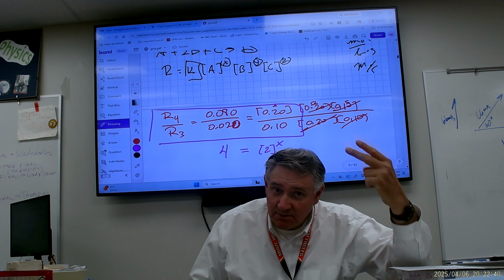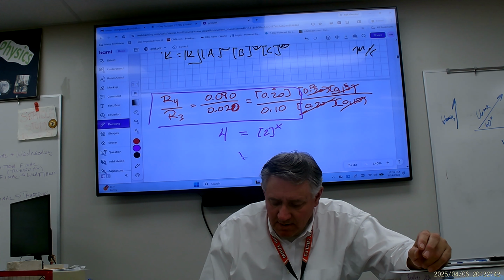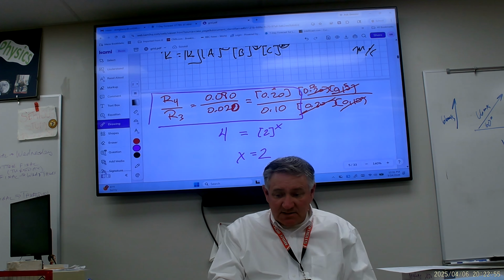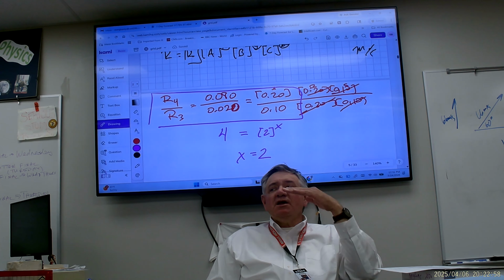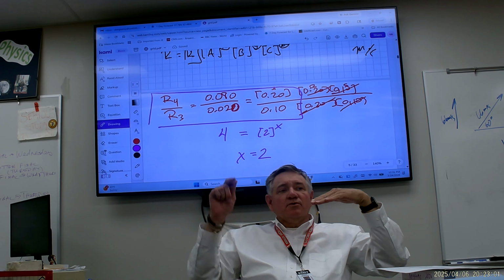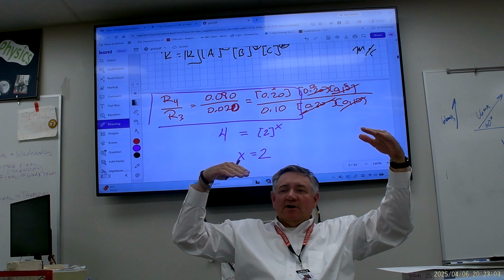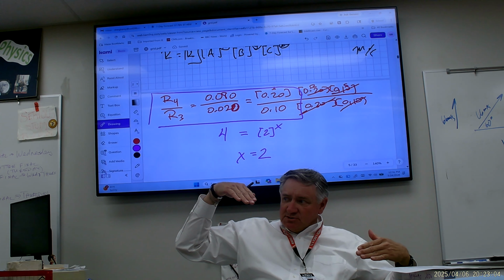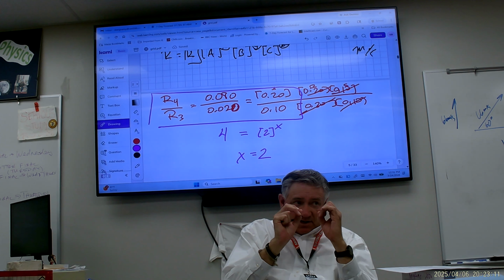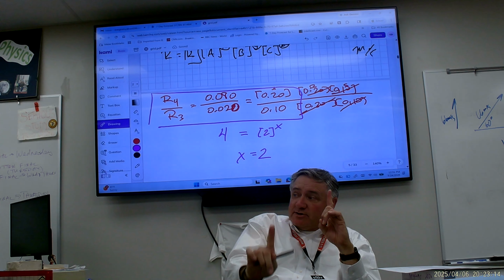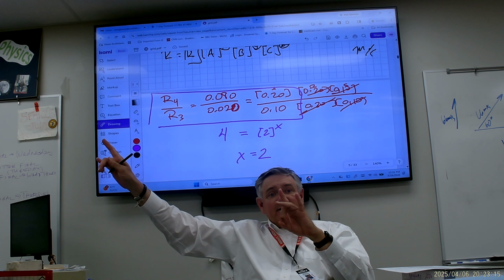So x equals 2. What that tells me is that we're going to say this reaction is second order with respect to A. So what this means is, because this is squared, if I double the concentration, the rate goes up by a factor of 4. If I triple the concentration, the rate's going to go up by a factor of 9. Okay? So small changes in the concentration of A are going to have a huge impact later on in terms of the rate.